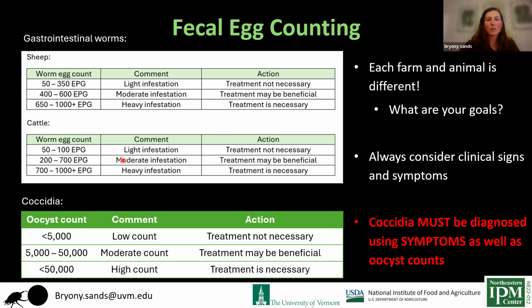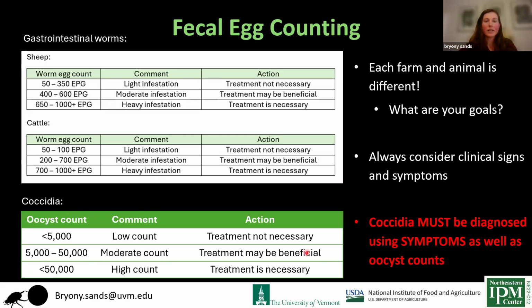anything below 100 eggs per gram is considered to be not really an issue. We have between 200 and 700 eggs per gram. We might want to think about doing something depending on the situation and depending on whether the animal has clinical signs or not. We always want to be considering whether the animal is showing signs, because some animals are very resilient and they can have a high egg count without it really bothering them, whereas other animals will be very affected by lower egg counts. When we get to around 1,000 eggs per gram, it's likely that we need to do something about that.